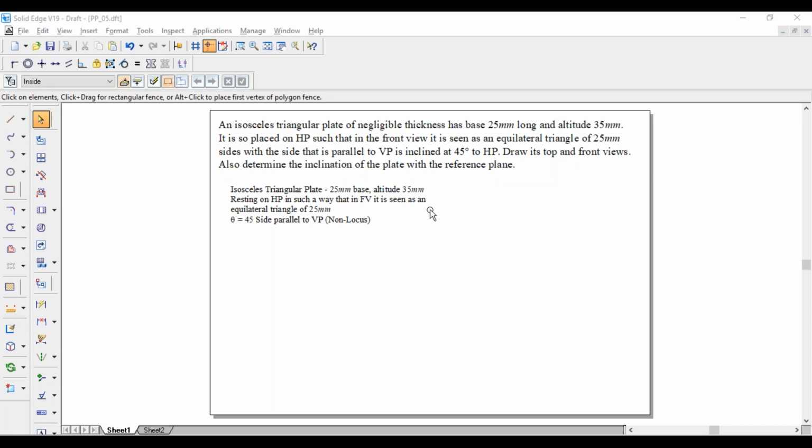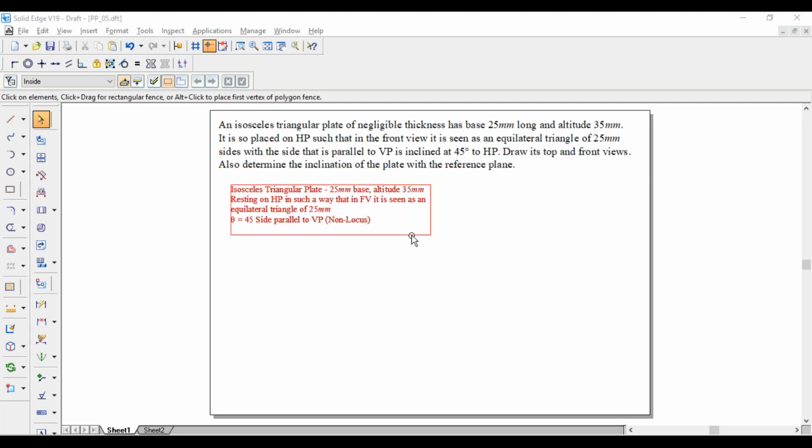In simple words, it is an isosceles triangular plate. It is not an equilateral or regular triangle. It is isosceles, meaning out of three sides, two sides have the same length. Its base is 25 mm and altitude is 35 mm. It is resting on HP in such a way that in the front view, this isosceles triangular plate has to be seen as an equilateral triangle of 25 mm sides. Whichever side is parallel to VP, that side has to make an angle of 45 degrees with respect to HP.